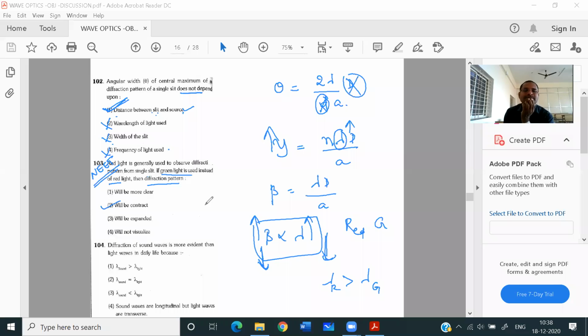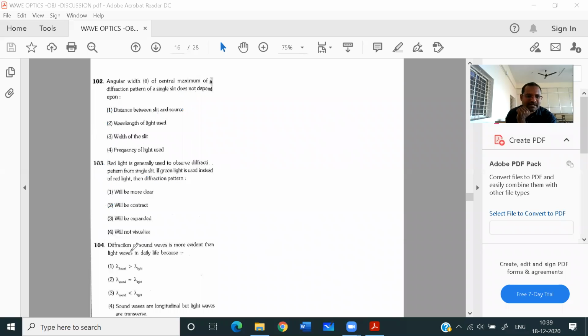Clear? Next. Question number 104. Diffraction of sound wave is more evident than light because the wavelength of sound is more than the wavelength of light. This is the reason sound produces more diffraction effect. Due to that reason only we can hear even when we are inside a room, but can't see a person. The reason is diffraction will be more for sound because its wavelength is more. So 104 is option 1. Clear? Next.